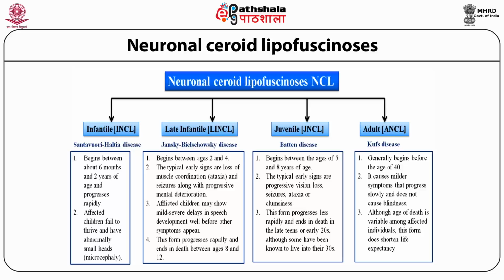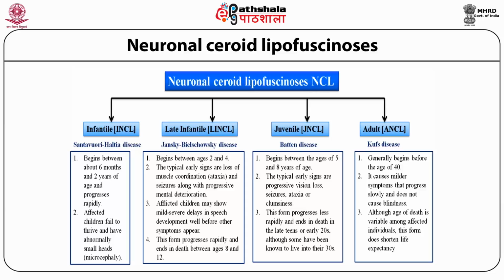The first, infantile NCL, begins between 6 months and 2 years of age and progresses rapidly. Affected children fail to thrive and have abnormally small heads, which is called microcephaly. In late infantile NCL, which begins between 2 and 4 years, the typical early signs are loss of muscle coordination, called ataxia, and seizures, along with progressive mental deterioration. The affected children may show mild to severe delays in speech development well before other symptoms appear. This form progresses rapidly and ends in death between age 8 and 12.